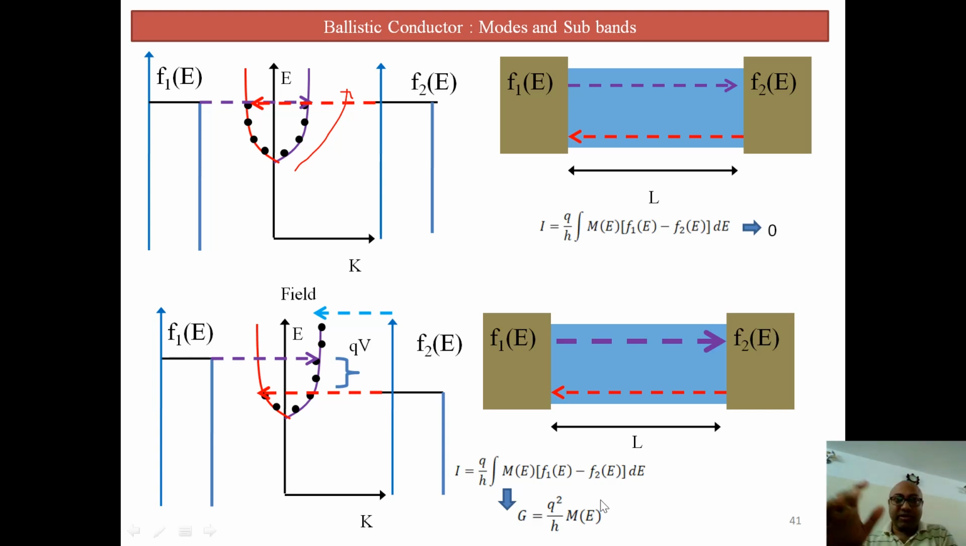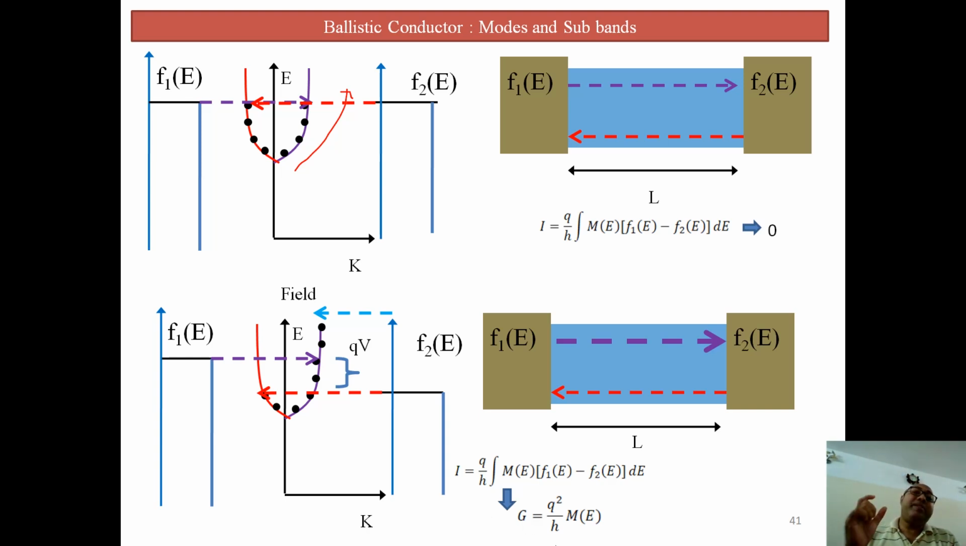This is the fact, and we have done these things several times, so don't worry about that, correct? So whatever voltage you have applied, you have opened the window of qV, and that is actually between F1 minus F2, correct? So what is my conductance? Conductance I by V is equal to q square by h, M.